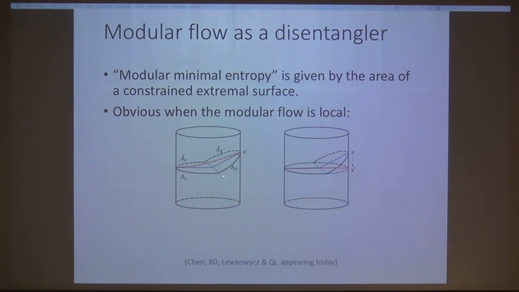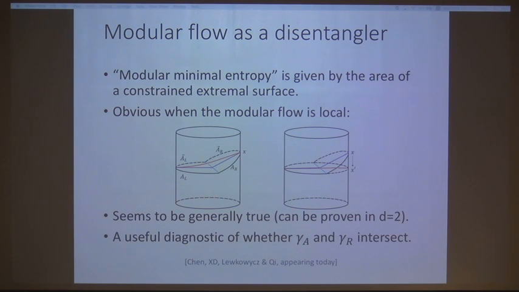The statement is that the modular minimal entropy is given by exploring all possible modular evolved states in this case. And the minimum setup is actually to unevolve the right part of the system to t equals 0, as can be shown here, where the entropy is more minimal than the previous HRT case. In this case, the area of this surface is equal to the area of this constrained minimal surface shown in purple. This seems to be generally true and can indeed be proven in D equals 2, and is a useful diagnostic for when the two surfaces intersect.